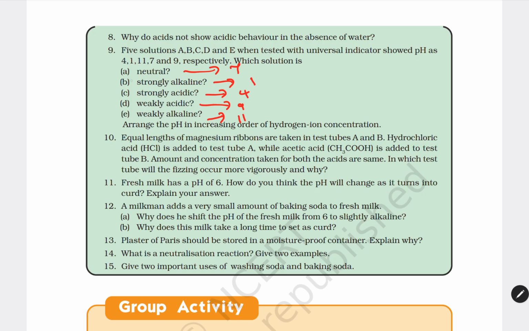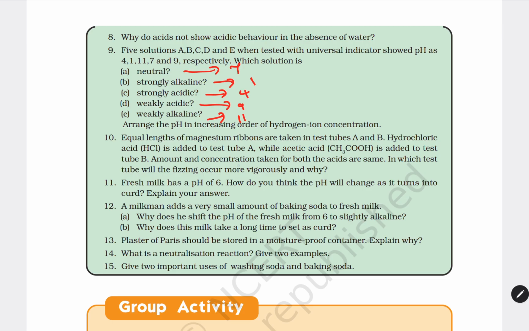So based upon the pH value, we can give these values: neutral 7, strong acid 1, weak acid 4, weakly alkaline 9, and strongly alkaline 11. Right? Arrange the pHs in the increasing order of hydrogen ion concentration.